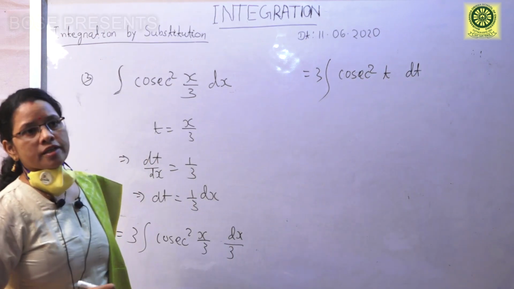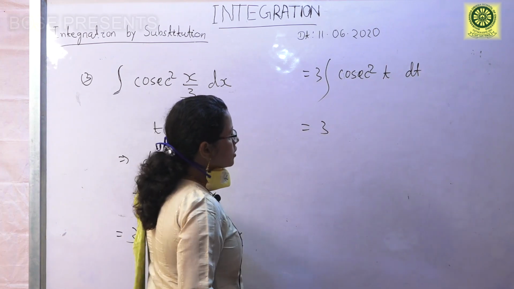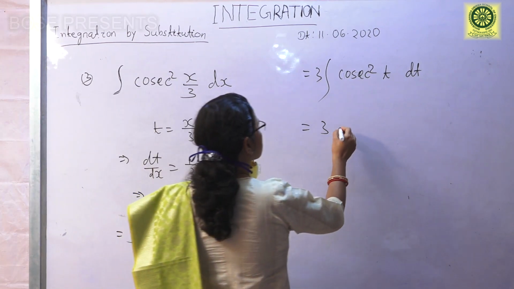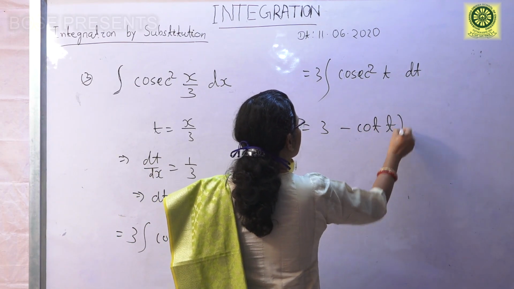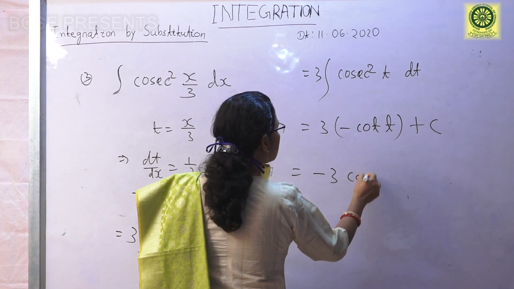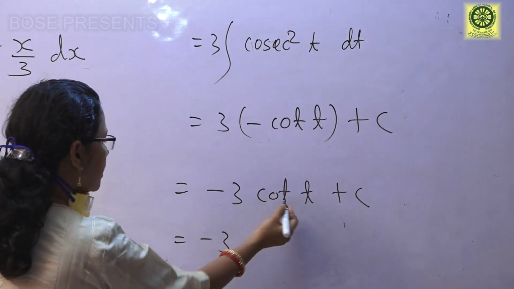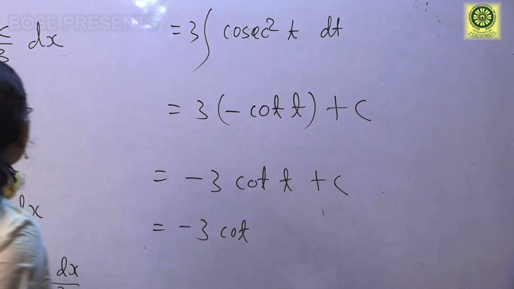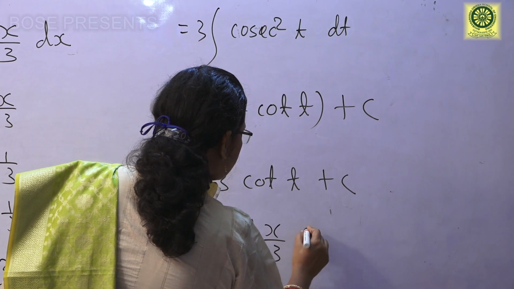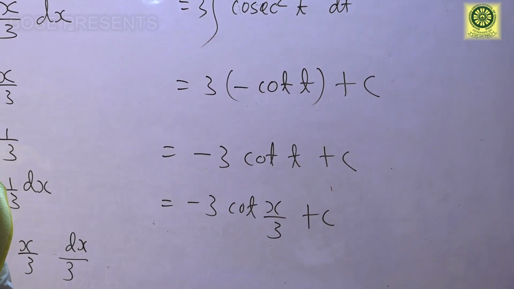This is a simple integration. Then just use the simple integration formula. By using the simple integration formula, we have the integral of cosec square t is minus cot t plus c. That is your minus 3 cot t plus c. Now just replace the t by your x by 3 to get your required answer, because your answer should be in the variable of x.